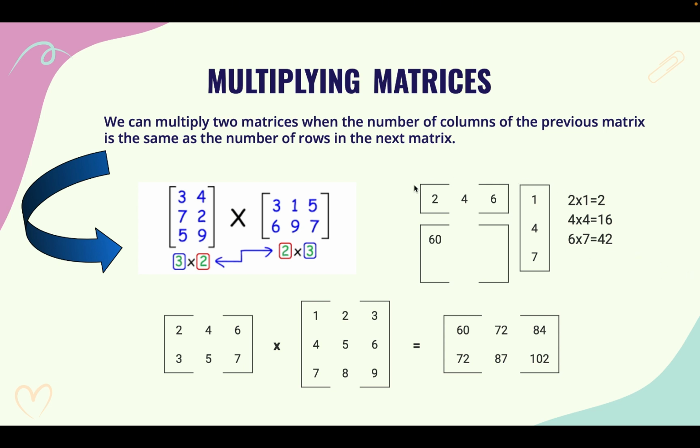So, can we multiply this matrix here? Yes, we can, because this is a 1 by 3 matrix and this is a 3 by 1 matrix, and since the two numbers in the middle are 3, we can therefore multiply them. So, how would we work with this matrix? See here, we would multiply 2 by 1, which is 2, 4 times 4, which is 16, and 6 times 7, which is 42. We would add all of those and you would get 60.